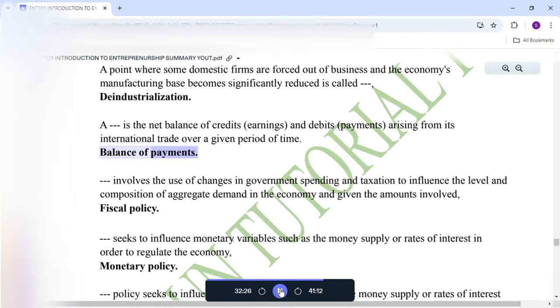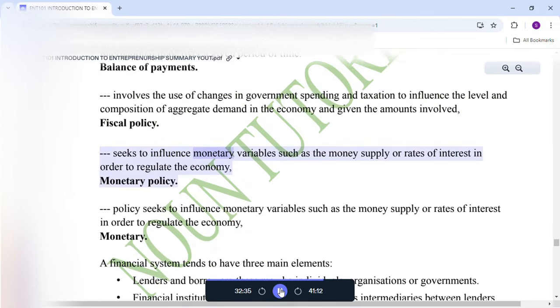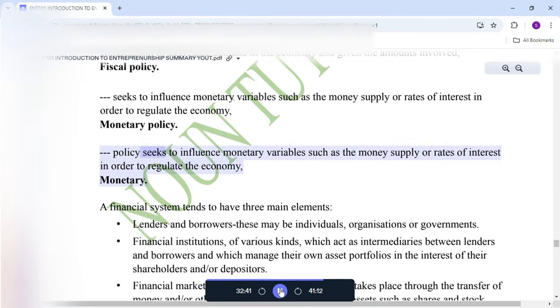Fiscal policy involves the use of changes in government spending and taxation to influence the level and composition of aggregate demand in the economy, given the amounts involved. Monetary policy seeks to influence monetary variables such as the money supply or rates of interest in order to regulate the economy.